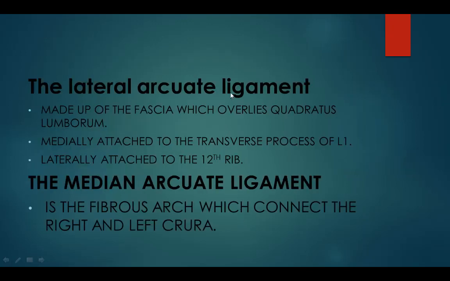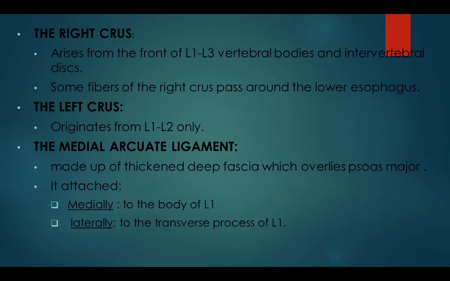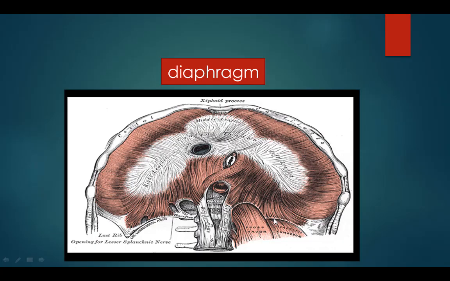The lateral arcuate ligament is made up of fascia which overlies the quadratus lumborum muscle, and is medially attached to the transverse process of L1 and laterally attached to the 12th rib. So the lateral arcuate ligament is here. This is the lateral arcuate ligament, medially attached to the transverse process of L1 and laterally attached to the 12th rib. You can see here.